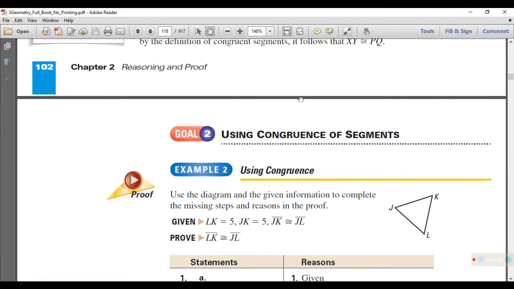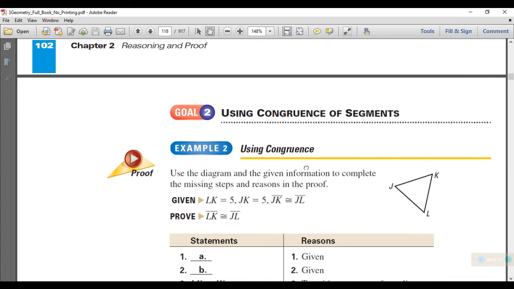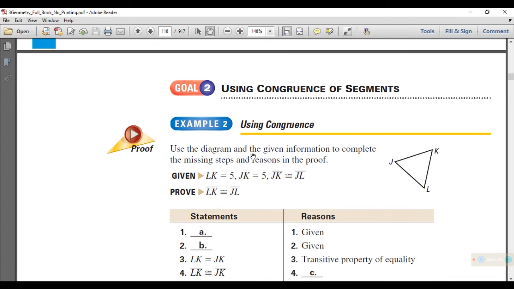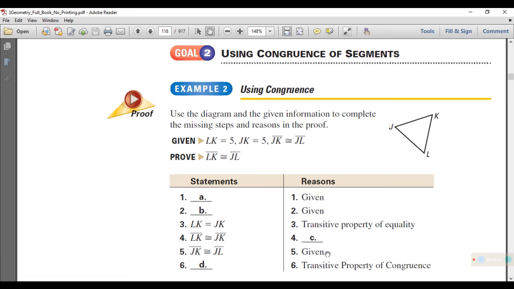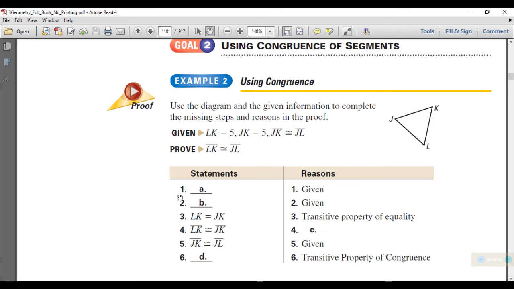Now, let's go to using congruence of segments. Use the diagram and the given information to complete the missing steps and reasons in the proof. Ang dali lang nito, mag-fill in the blanks lang tayo. So, we have the given LK is equal to 5, JK is equal to 5, and JK is congruent to JL. We have to prove that LK is congruent to JL. So, dito tayo sa number 1.